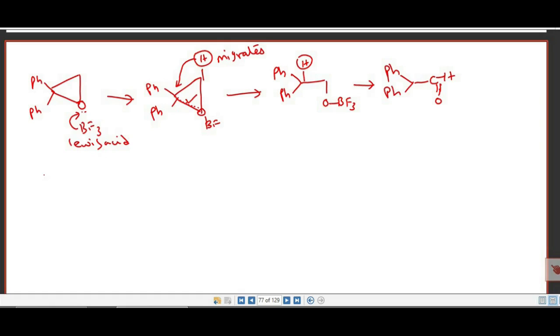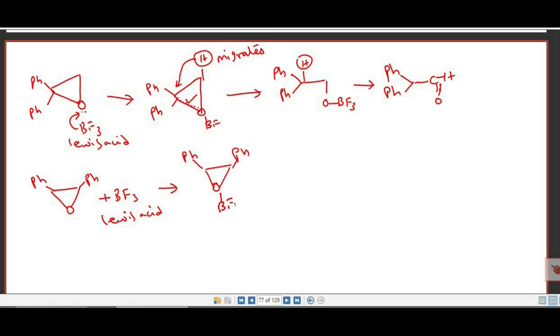Let us take the second compound. Now again add BF3, the same Lewis acid. Now what happens? This BF3 adds here to oxygen. Here is a lone pair, and here the Ph migrates, and this bond gets weaker. This bond gets weaker, hence the Ph migrates here.